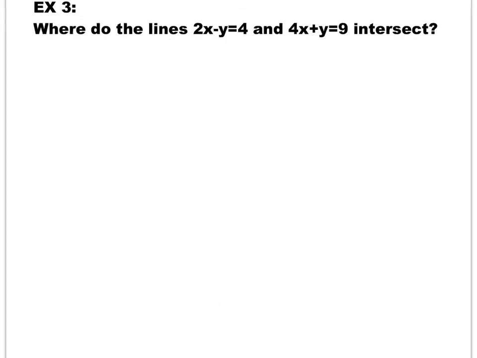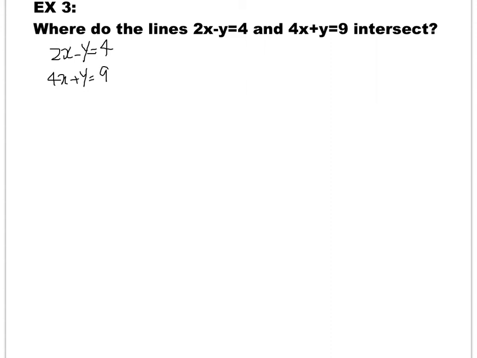Let's do example 3. The question is, where do the lines 2x minus y equals 4 and 4x plus y equals 9 intersect? Meaning, what is the point of intersection? So again, I have the equation 2x minus y is equal to 4 and 4x plus y is equal to 9.